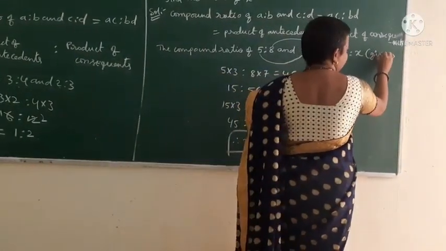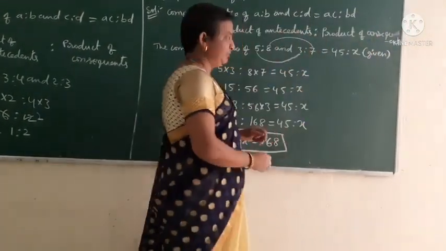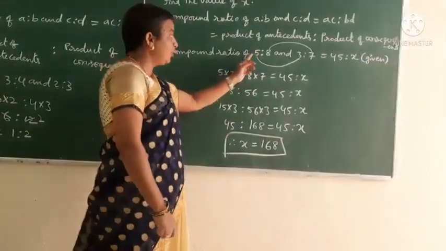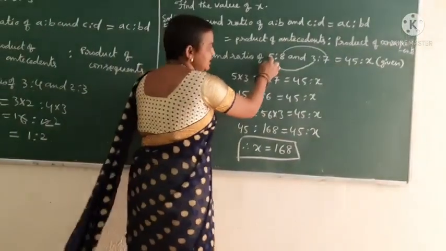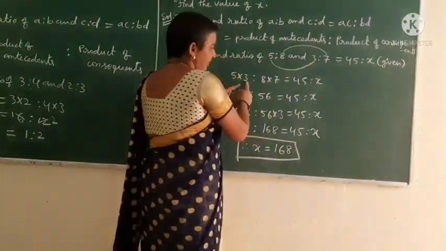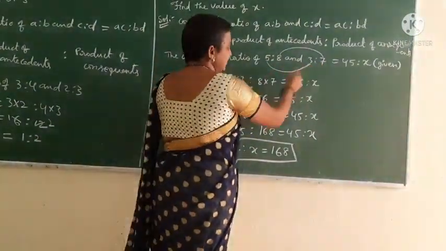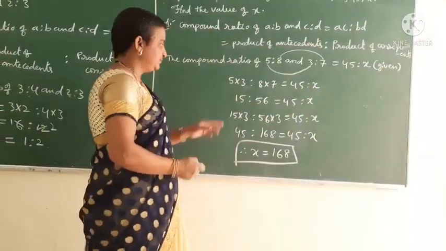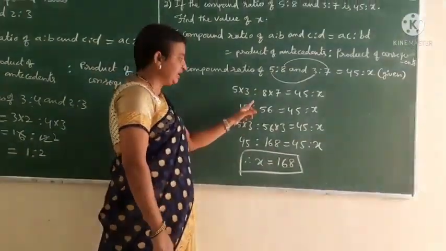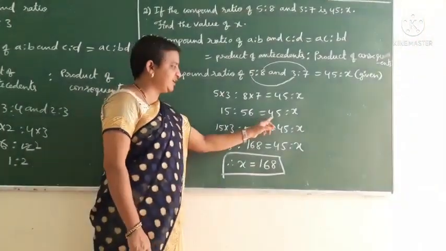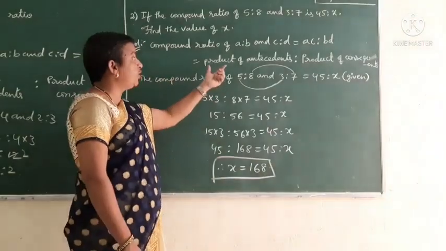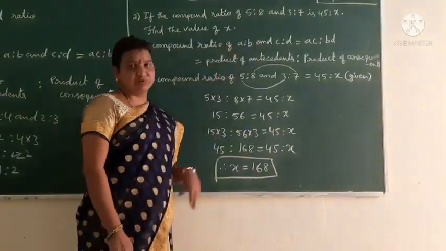Given. He already gave it in the problem. So now we have to write the compound ratio. Product of antecedents means 5 and 3, 5 into 3 is to 8 into 7, equals 45:x. 5 threes are 15 is to 8 sevens are 56, equals 45:x. These are the compound ratio of these two simple ratios.